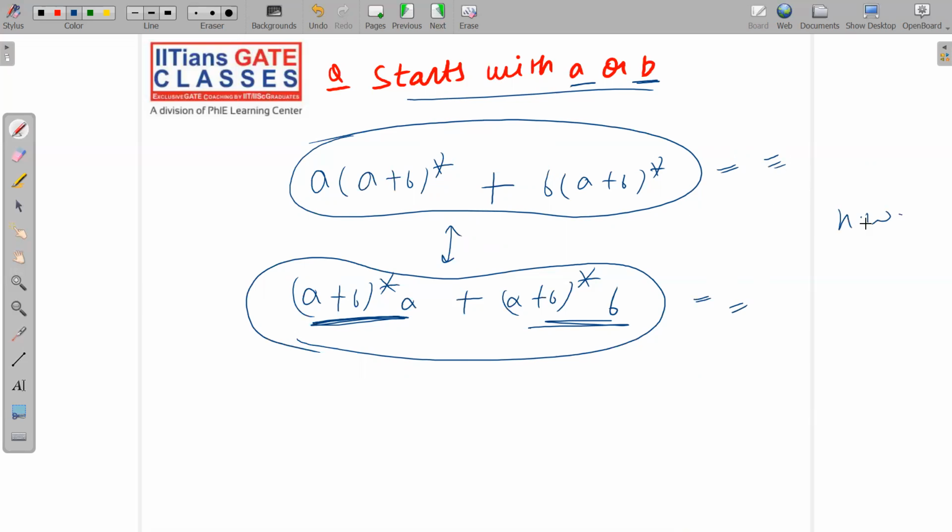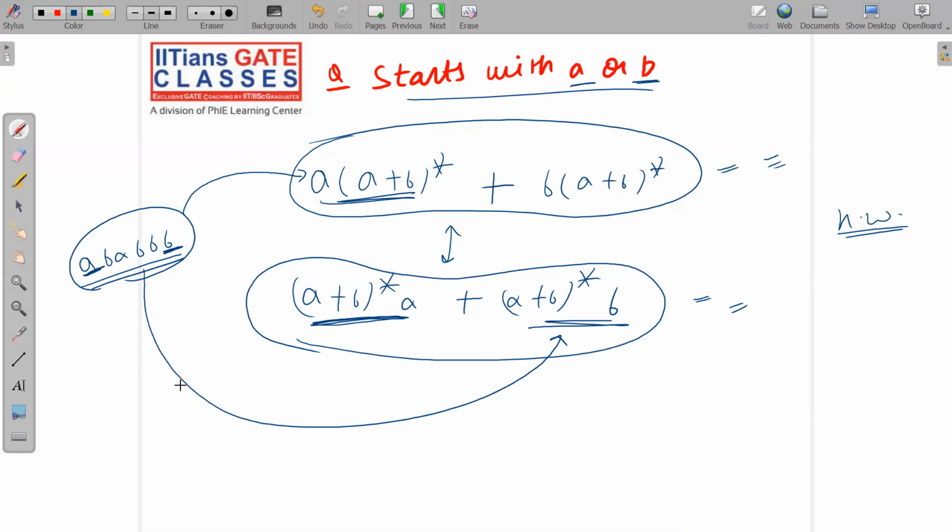This is homework for you, just try to focus here. Please note it down and try to convince yourself that these two regular expressions are equivalent. I can say it like this also. Let me give you one example. Suppose this string is starting with a, so it will be given by this regular expression. And this is ending with b also, so it will be given by this one also. So there will be one way. No problem at all.